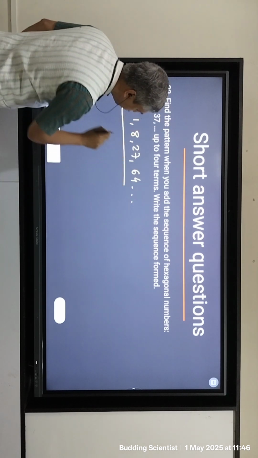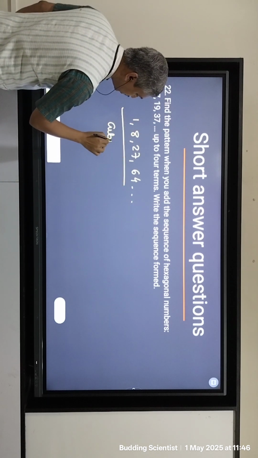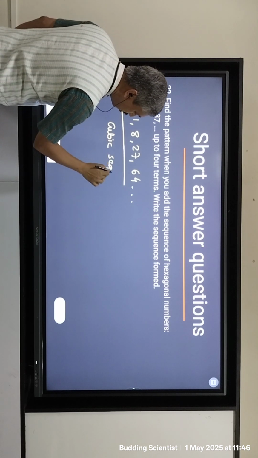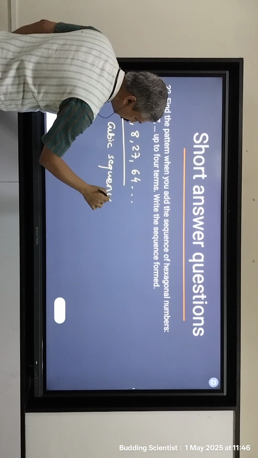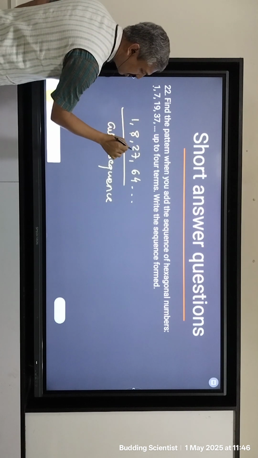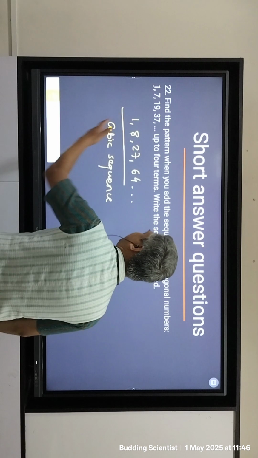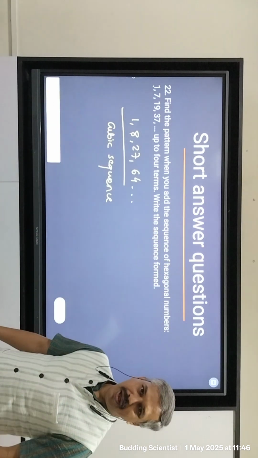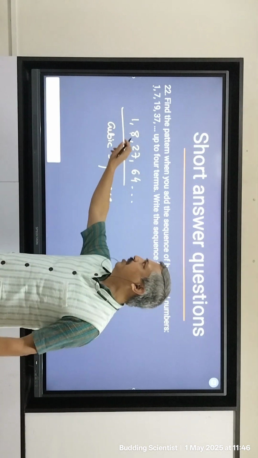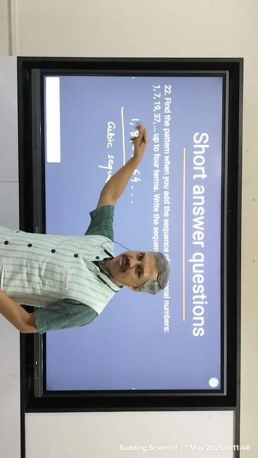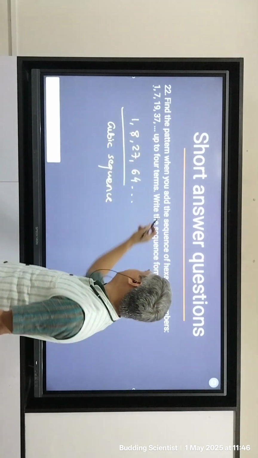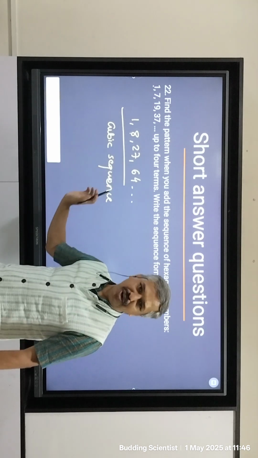Up to the fourth number, this is a cubic sequence. All the numbers are cubes. This is 1 cube, this is 2 cube, 3 cube, 4 cube. That is the beauty of this. It's a very interesting problem. But it is valid up to the fourth number only, 37. The next number, if you take it from this hexagonal sequence, does not follow the same pattern.